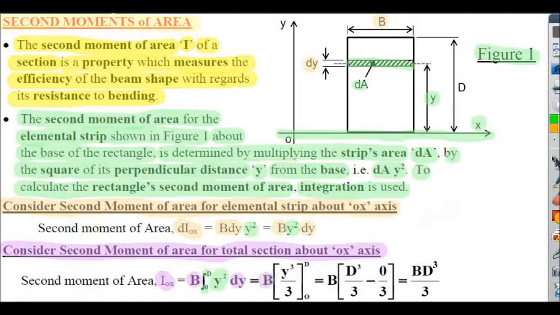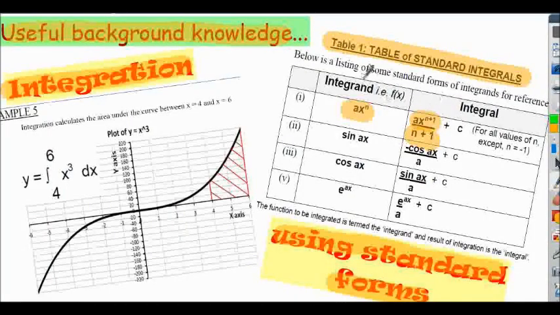So we have b multiplied by the integral of y squared with respect to y, which is y cubed divided by 3 between the limits of 0 and d, and inserting the limits we find that the IOX, the second moment of area of the rectangle about its base OX, is bd cubed divided by 3. For your reference again, this was the standard integrand we used in the integration process.